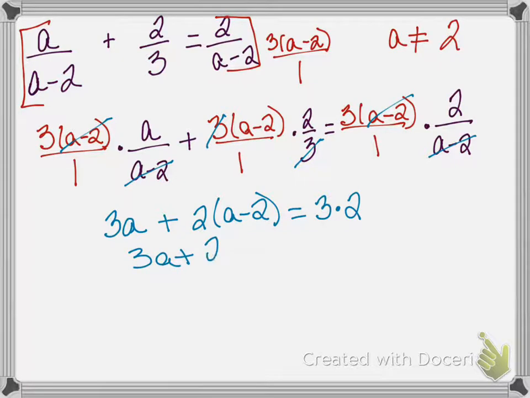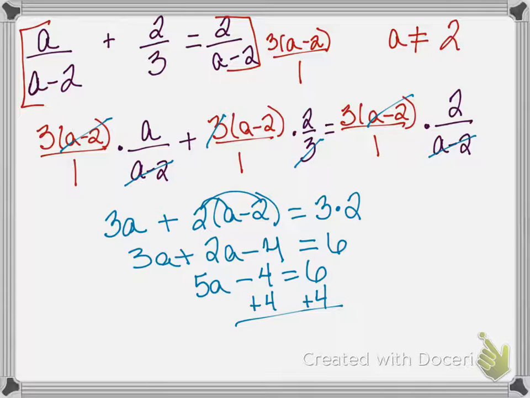3A plus 2A minus 2 equals 6. Okay, 3A plus 2A. Whoops, I forgot my 4 right there. I didn't distribute. Do you see that? 2 times A is 2A. 2 times negative 2 is negative 4. Okay, 3A plus 2A is 5A. What do we get? So I've got 5A equals 10. A equals what? 2.